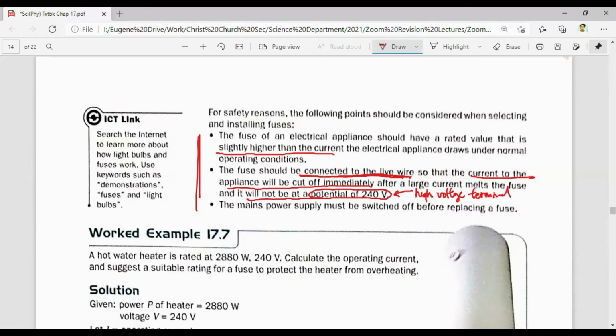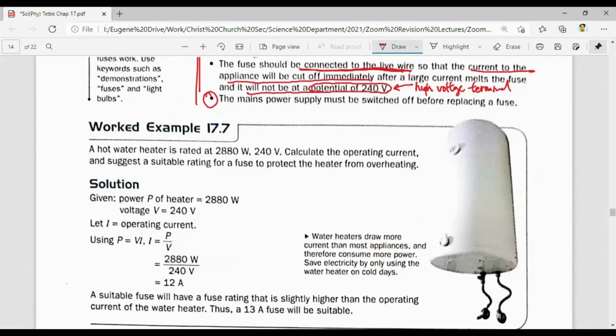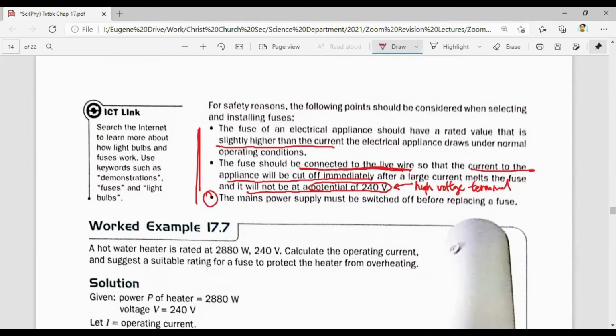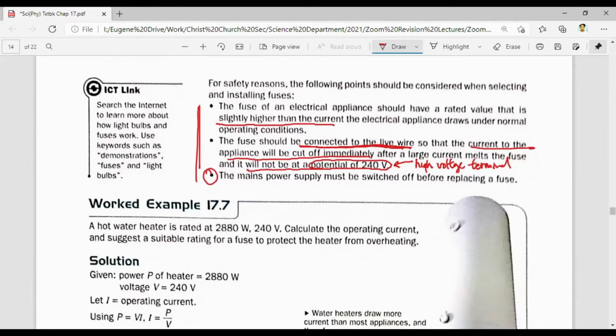Okay. Next one, please take note, this one is more for the safety feature. Sorry, maybe I shouldn't put a star. This one is really just more for the safety. If any one of you need to replace a fuse, please turn off the main power supply first. Okay, don't kill yourself. So that's for the fuse. So key idea, we talked about the circuit breaker, we talked about the fuse. Both of them actually cut off the high voltage terminal when the current flowing through an appliance is beyond the rating.